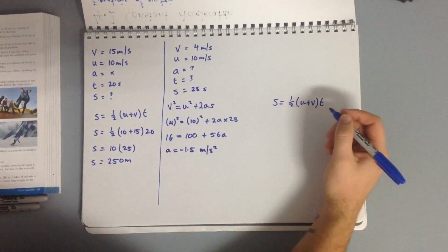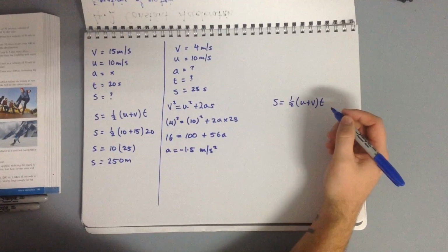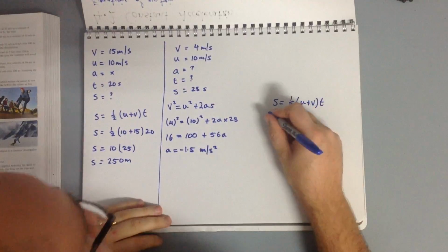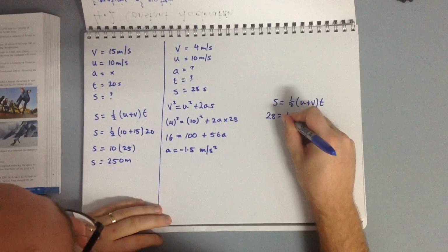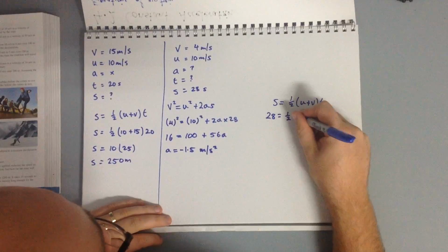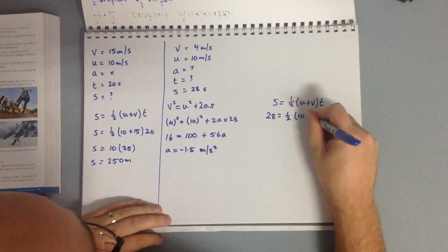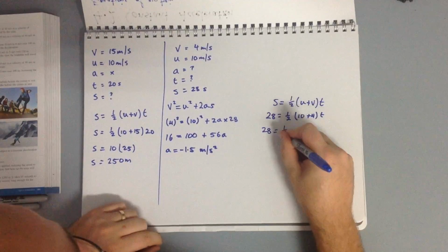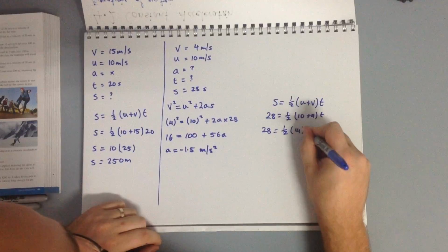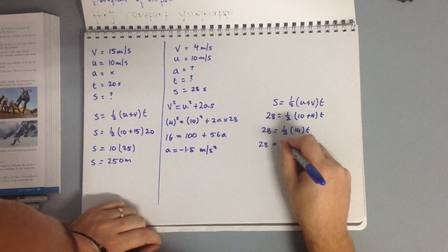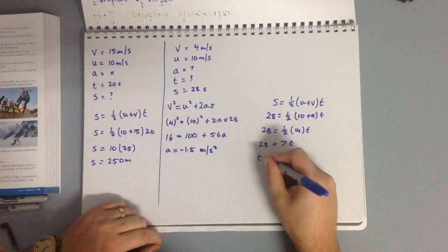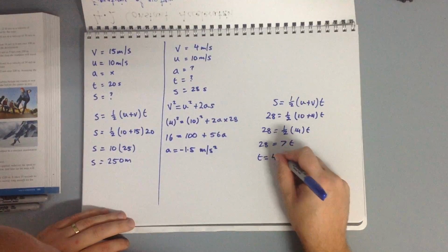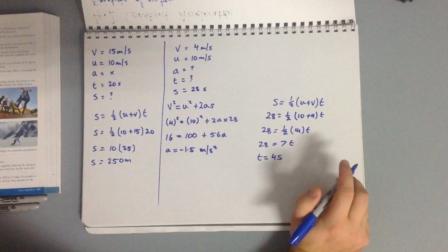We want to find how long the triathlete will travel for, so we want to find our T. We know our S is 28. So a half U, which is 10 plus 4, times T, so we've got 28 equals a half times 14T, or 28 equals 7T. So T will give us 4 seconds.